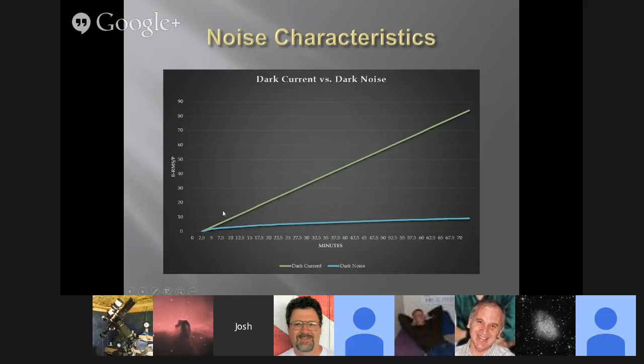This is an example of the KAF 8300 chip. It actually starts just above 0 here, and that's 2/100ths of an electron per second. And so when you calibrate your frames, you can take out that average, but it doesn't mean that you get rid of all of the noise. You're still going to have some noise in there, and basically the uncertainty is in the noise, and that's this lower line down here, which is the dark current noise. So that cannot be calibrated out perfectly because there is uncertainty in where it lies, so you can't just get rid of that.